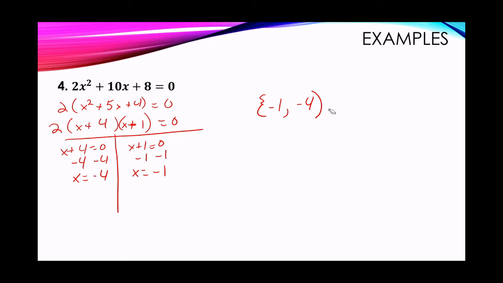Oh, I don't want to use just the parentheses. I want to use the curly brackets. There you go. And if you're wondering, this should be negative 4, negative 1. The reason why I do that, you don't have to exactly, is because I want to put the smallest solution, then the largest solution. So I like to go in order.